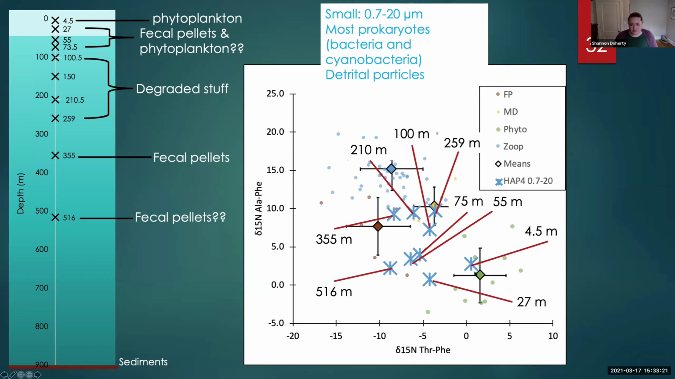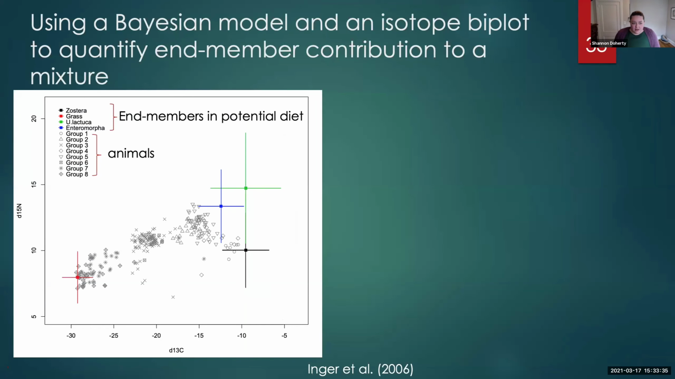So this is all really interesting, but this is all very qualitative still. And these are obviously all mixtures of these three end members put together. So we want to be able to take this and make it quantitative. And to do that, I use a tool that's really popular in stable isotope ecology, a Bayesian mixing model, which we can apply to an isotope biplot.